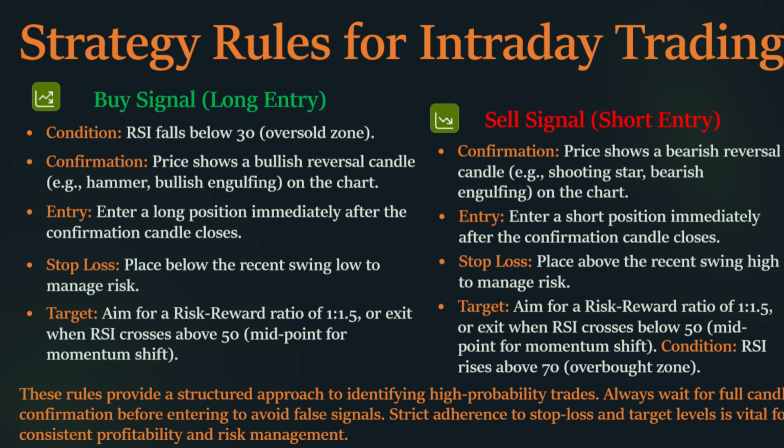Stop loss: place below the recent swing low to manage risk. Target: aim for a risk-reward ratio of 1 to 1.5, or exit when RSI crosses above 50, the midpoint for momentum shift. Sell signal. Condition: RSI rises above 70, overbought zone.